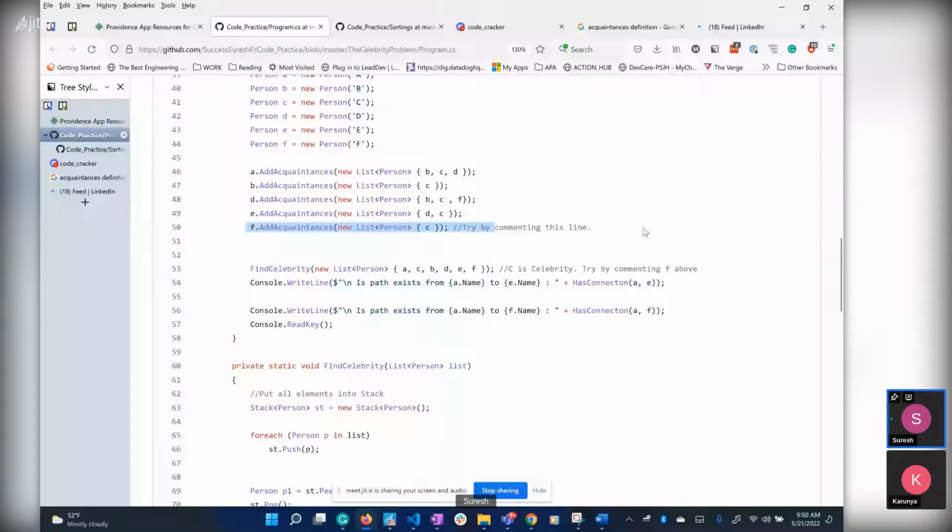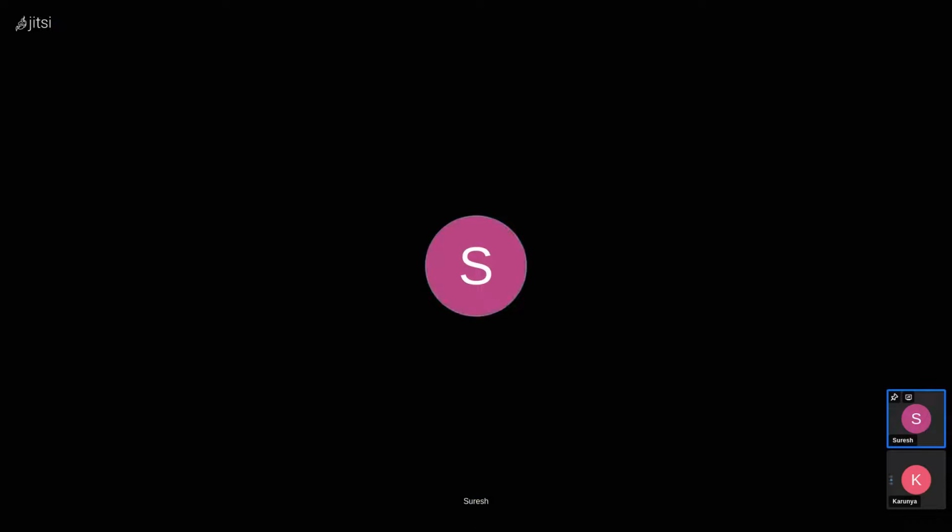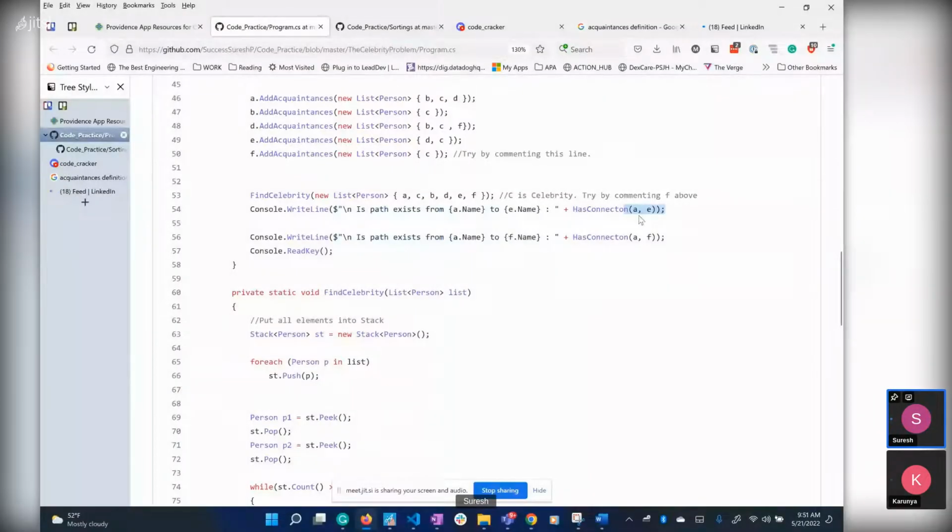And here is another thing. Actually, I wrote another algorithm, has connection. Do we have any connection from A to E? It is not a direct connection, but an indirect connection, like a LinkedIn connection. So let's look at A and E in the graph. Are A and E connected?